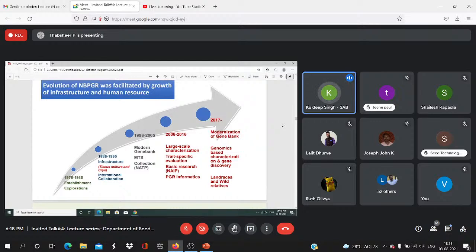Okay, this is how NBPGR has evolved over the years. For every institute to progress, you have to grow with time. Your mandate may remain the same, but objectives may change with time, and the approach may change with time. As per the need, we have also evolved from 1976, when NBPGR became an independent institute, to right now, when we are thinking of using high-throughput genomics, high-throughput phenotyping, all those things in our programs.